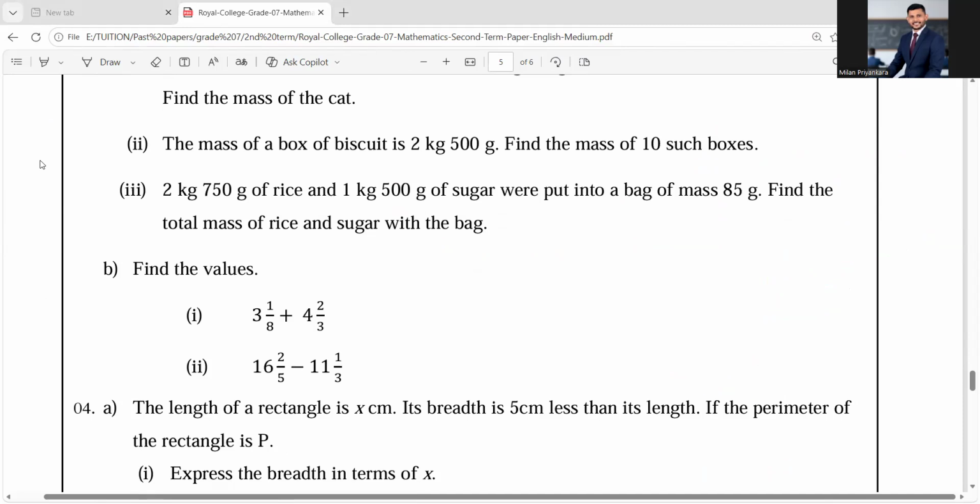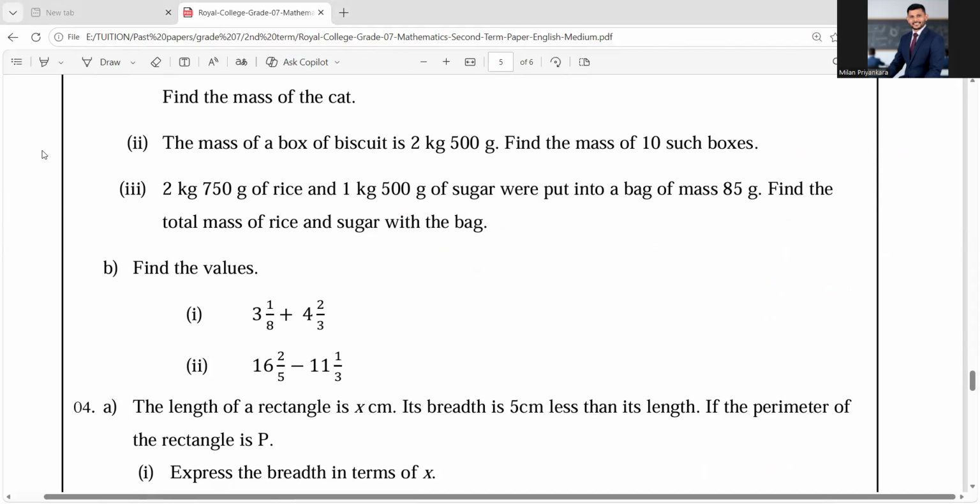And then let's go to the second part. The mass of a box of biscuits is 2 kilograms, 500 grams. Find the mass of 10 such boxes. So what do you have to do? You have to multiply. Very simple. Mass of one box is 2 kilograms, 500 grams. Then you multiply. I write kilograms, grams, 2, 500 multiplied by 10. It's very simple, right?